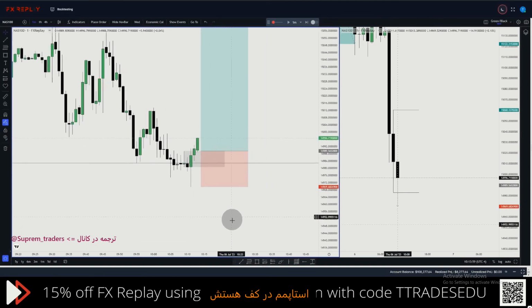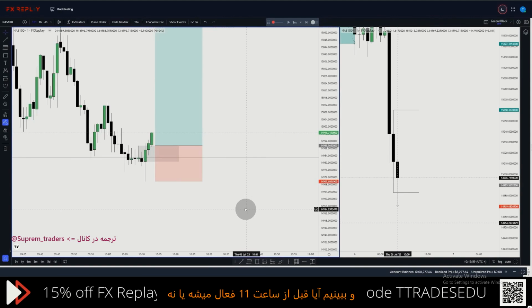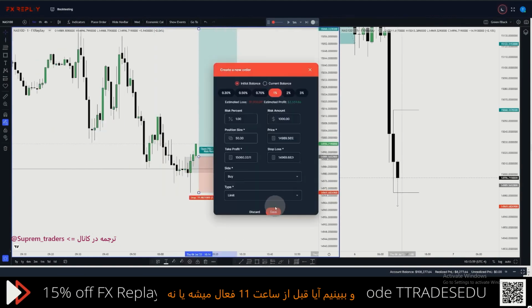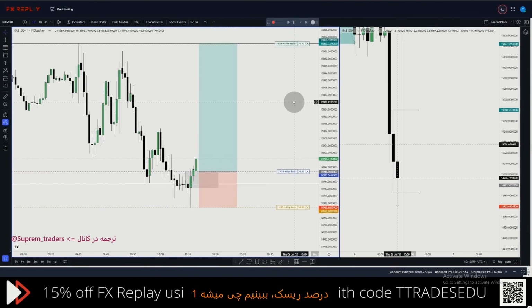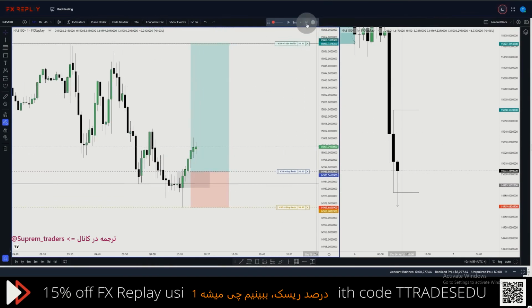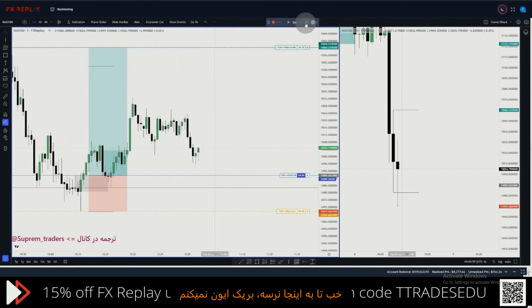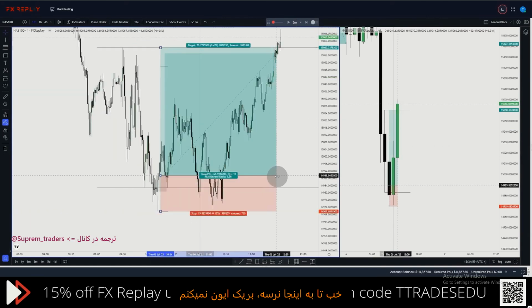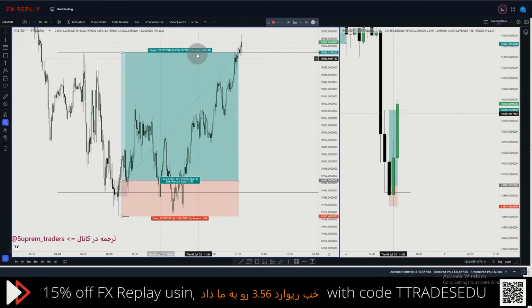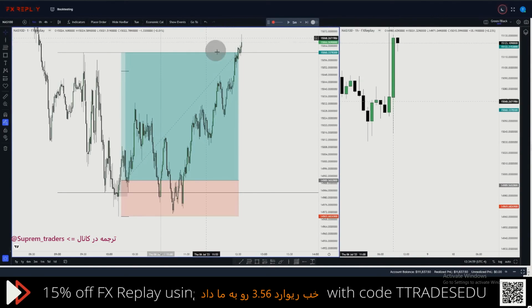So I would be looking for a long here, reach to the other side of this hour candle. I stop at the low, and let's see if this occurs before the 11 a.m. kill zone ends. Risk 1%. Let's see how it works out. So until it hits there, not looking for break even. We hit our 3.56R. So let's go to next silver bullet.